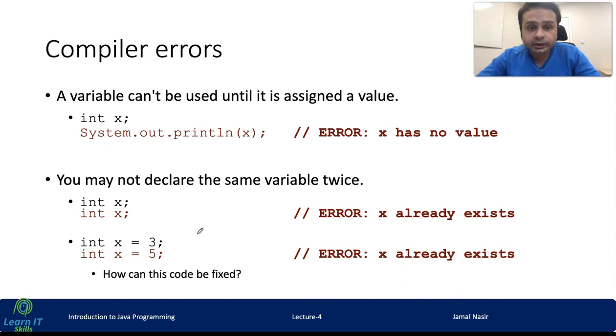And you cannot declare the same variable twice. Like in one program, if you have declared x, then obviously you cannot declare x again. Same is the case here, so an error would be there. How can this be fixed? Obviously you can simply remove this int in this code, and then there is no problem.